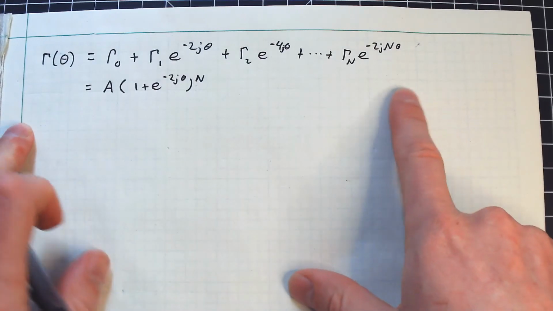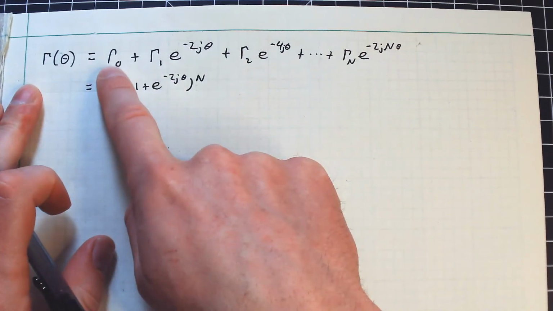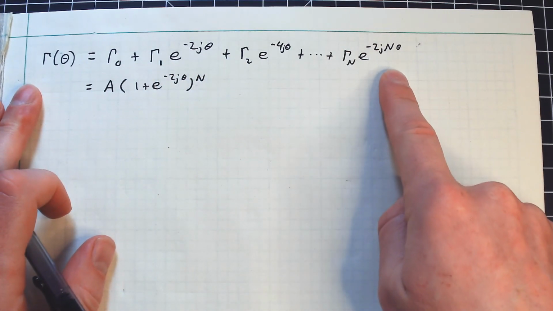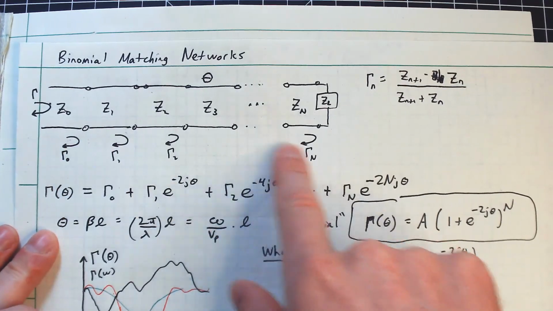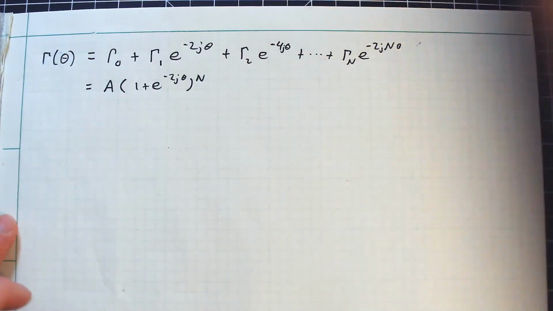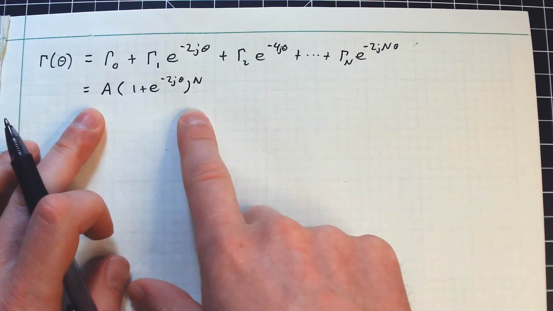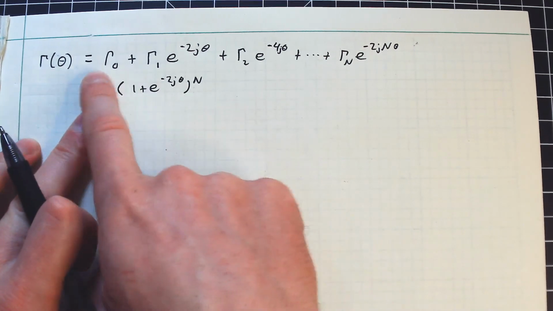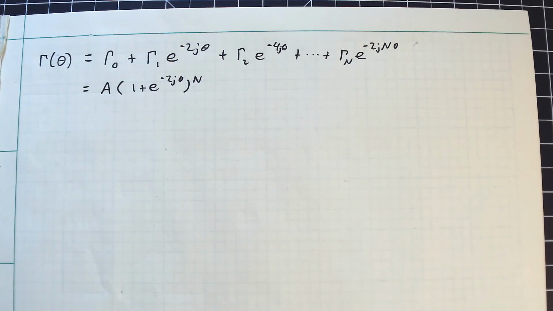Okay, so I've rewritten my expression here. So this is the Fourier series we get when we impose the theory of small reflections onto a multi-section matching network. And this here is the function I would like to try and create by choosing the appropriate coefficients here.